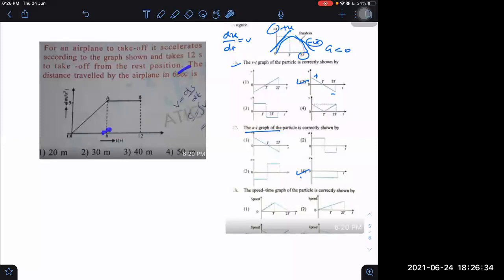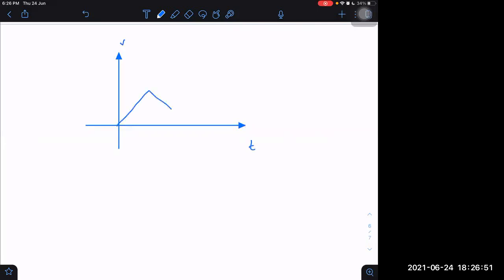This one now, what is this? Distance traveled by the airplane in 6 seconds. Yesterday, one boy had asked this question. I don't know whether it was the same or a different question, but some VT graph was given, and he was asking me about this kind of graph, not this straight line, another straight line.